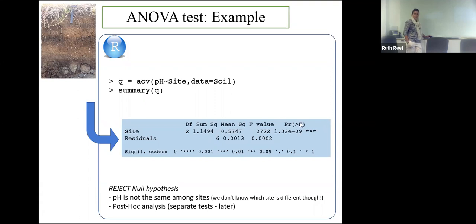The sum of squares, the mean sum of squares, so that's the top, the bottom. My F value is humongous, okay, way bigger than 1. The probability that my populations are the same is very, very small. So my F is very big. The chance of getting an F bigger than this one is basically 0. So I'm going to reject my null hypothesis. pH is not the same on every site. We don't know which site is different, though. I can do a post-hoc analysis to separate the tests later.